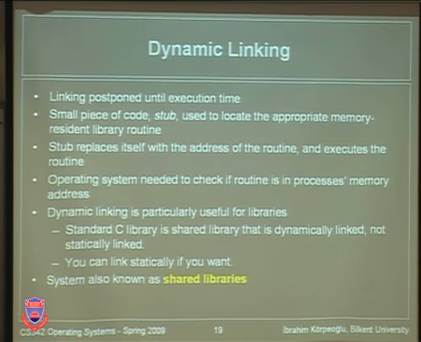A small piece of code called a stub is used to locate the appropriate memory-resident library routine. The stub replaces itself with the address of the routine. So the executable code contains just the stub, not the object code of the function. Instead of containing the object code of the function that you are calling, it just contains a stub. That stub is replaced with the address of the function that you are calling, all right? And that function is executed.